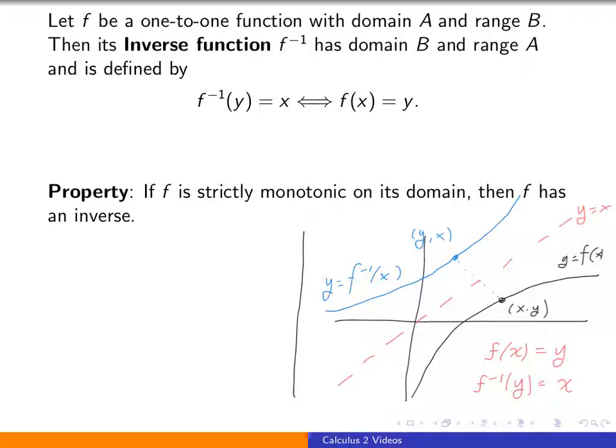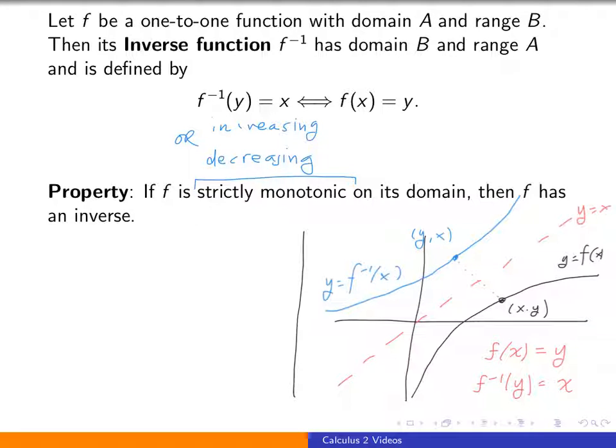Another nice property is that we can use calculus to determine in certain scenarios when a function has an inverse. And the property is as follows. If f is a strictly monotonic function on its domain, then it has an inverse. Now, what do we mean by strictly monotonic? What that means is that the function f is either increasing or decreasing. So it's doing either entirely one or the other.